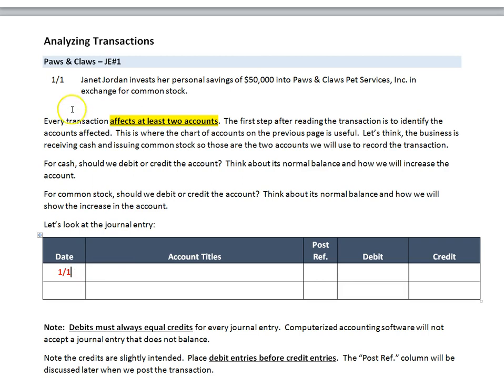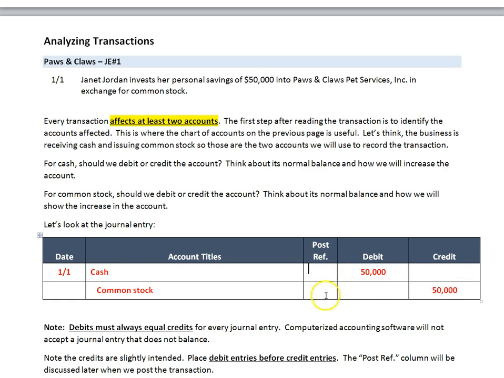First thing, we have a date. Date's given in the problem. Alright, so cash is going to be debited. Let's see how we record that. Cash was going to be listed here, and we're going to put it under the debit column, $50,000, because we're receiving $50,000 in cash. Cash is an asset with a normal debit balance. In addition, we've issued common stock. Common stock is an equity account, so it has a normal credit balance. So we're going to credit common stock for $50,000.